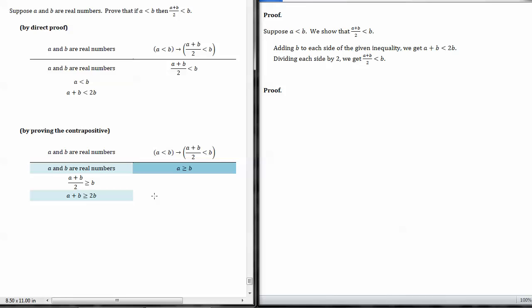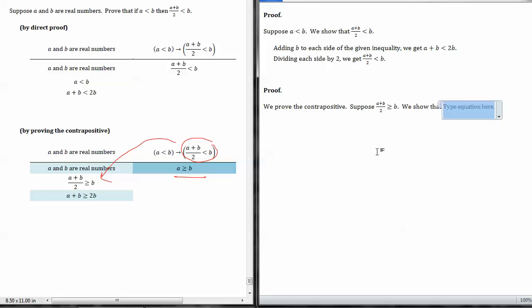We first, remember, took the negation of the consequent as a given, and the negation of the antecedent as our new goal. And so we will say, suppose, oh, well, we should actually advertise the fact that we're going to prove the contrapositive. Okay. And then we'll say, suppose (a plus b)/2 is greater than or equal to b. And we're going to show that a is greater than or equal to b.